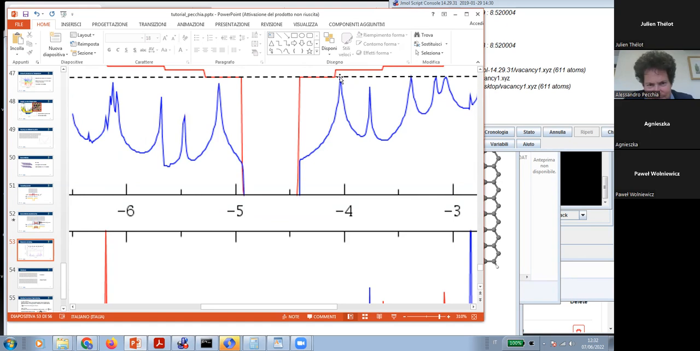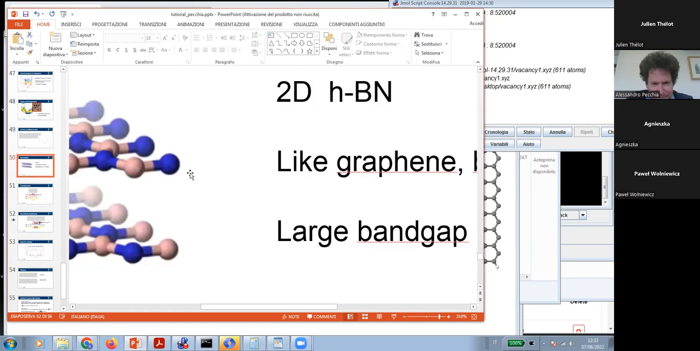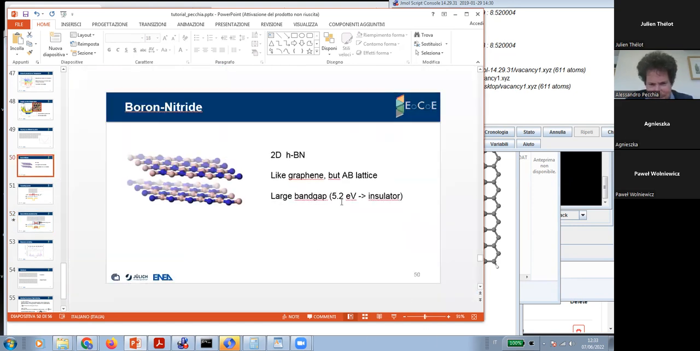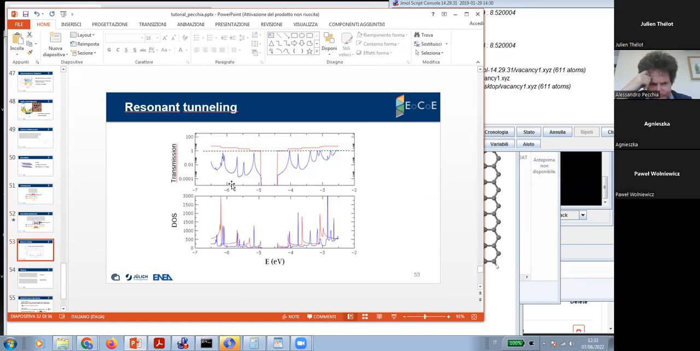But keeping close to the valence and conduction band, you see really a transmission of one, and this is the resonant tunneling across the lowest localized state in the double barrier. Since the barrier is relatively high, of 5 eV, you see many states inside. In this scale, it means that we have huge barriers compared to the energy gap, 5 eV on each side. No, actually 3 eV per side, basically. But we have enough barrier.